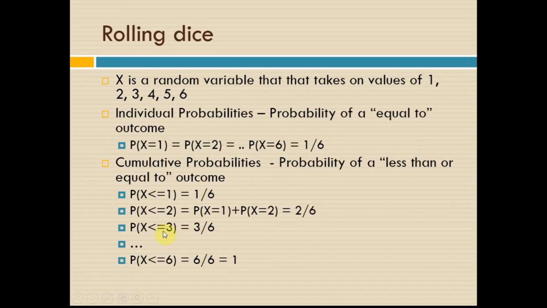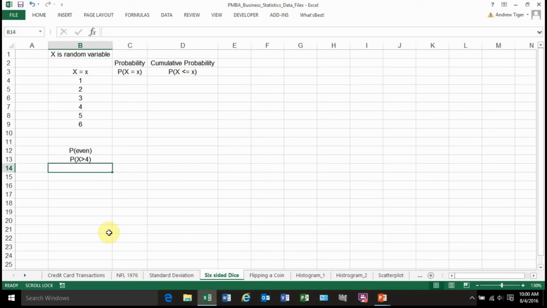The probability that x is less than or equal to 3, the cumulative probability when x is equal to 3, is 3/6. All the way up, the cumulative probability of 6 is 1, because that means the probability of rolling less than or equal to 6 on a 6-sided die is 1. You can get that, that's everything. And we can show this in Excel and then ask a couple of problems. So let's go to Excel.